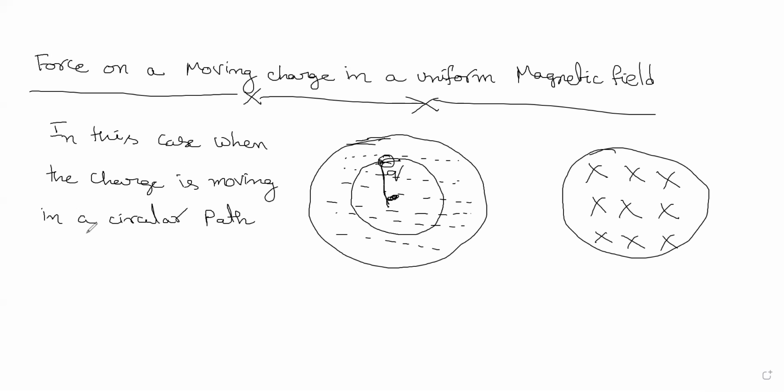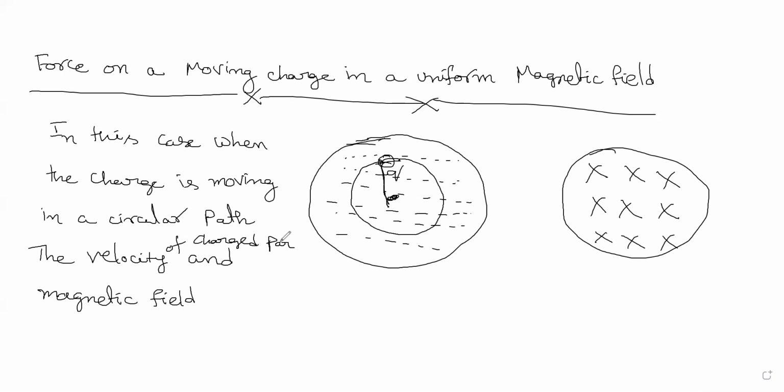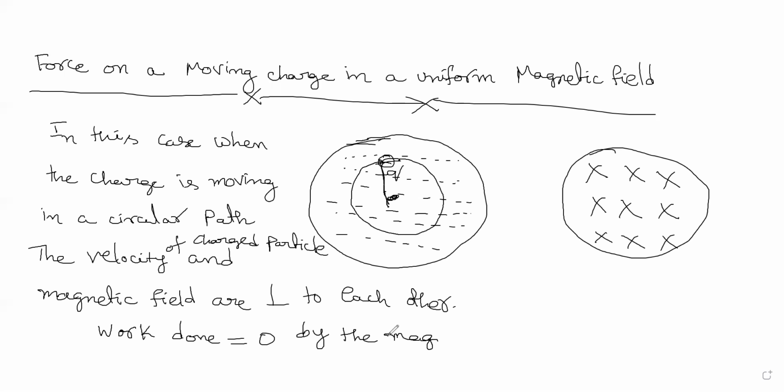in this case when the charge is moving in a circular path, the velocity, velocity of the charged particle, and the magnetic field are perpendicular to each other. And you know that work done by centripetal force is zero. So work done is equal to zero by the magnetic field, because work done by centripetal force is zero. So this one point, please note.